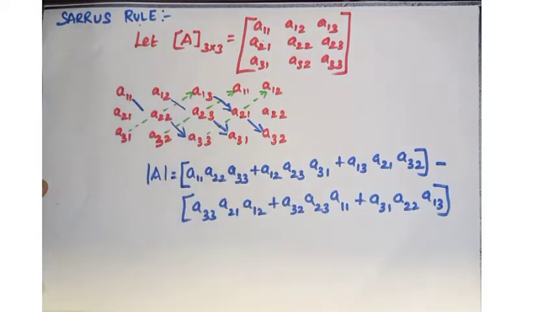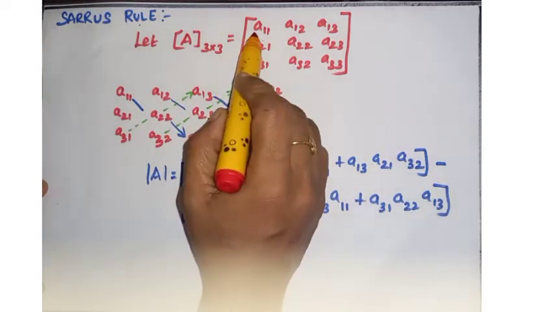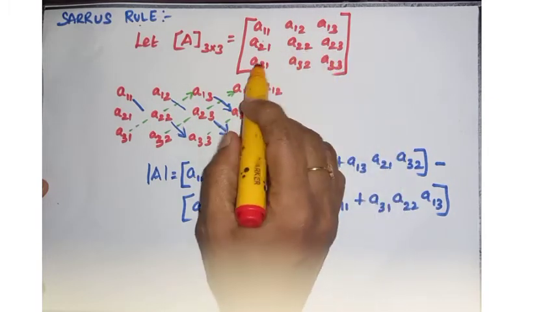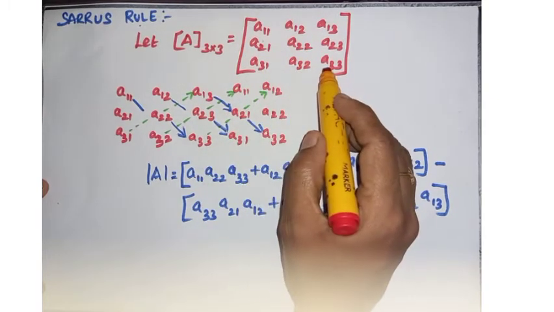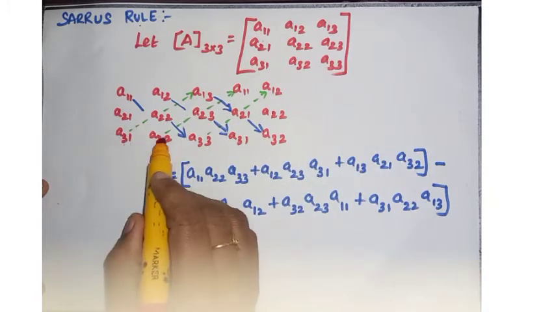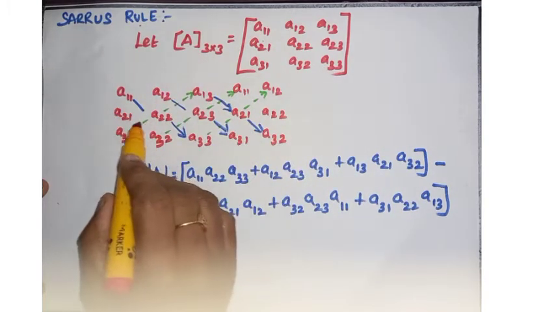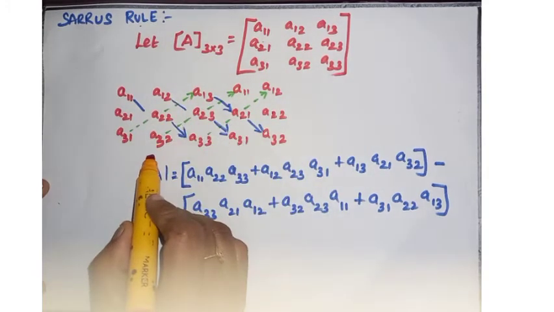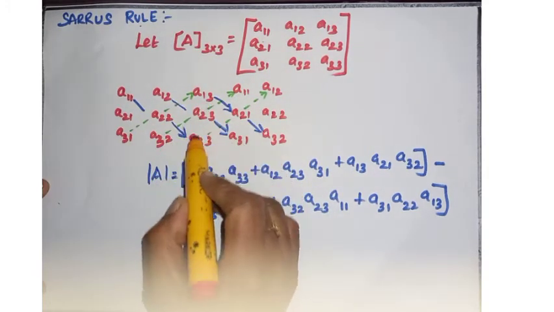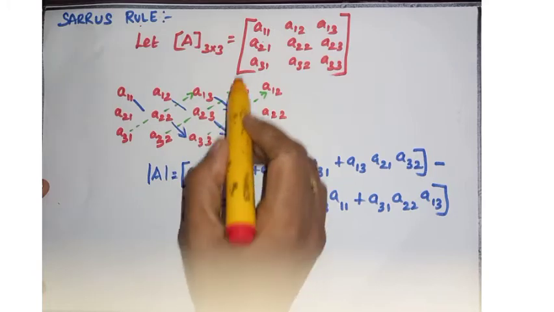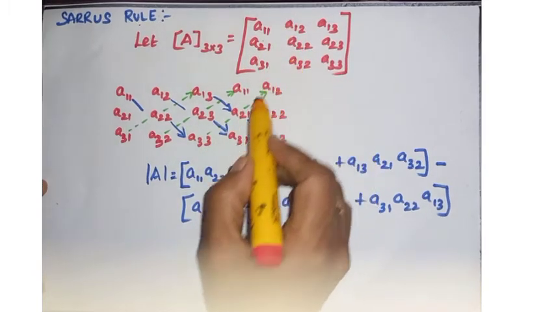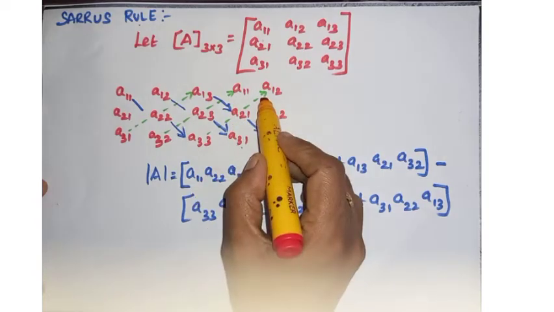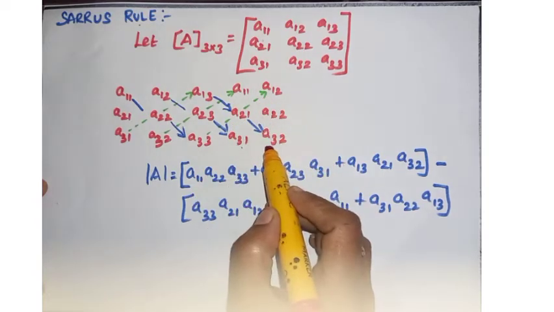Let A be of order 3 cross 3: A11, A12, A13, A21, A22, A23, A31, A32, A33. Write the entries of the matrix A as follows: A11, A21, A31, A12, A22, A32, A13, A23, A33. Next, column 1 and column 2 have to be written once again: A11, A21, A31, A12, A22, A32.